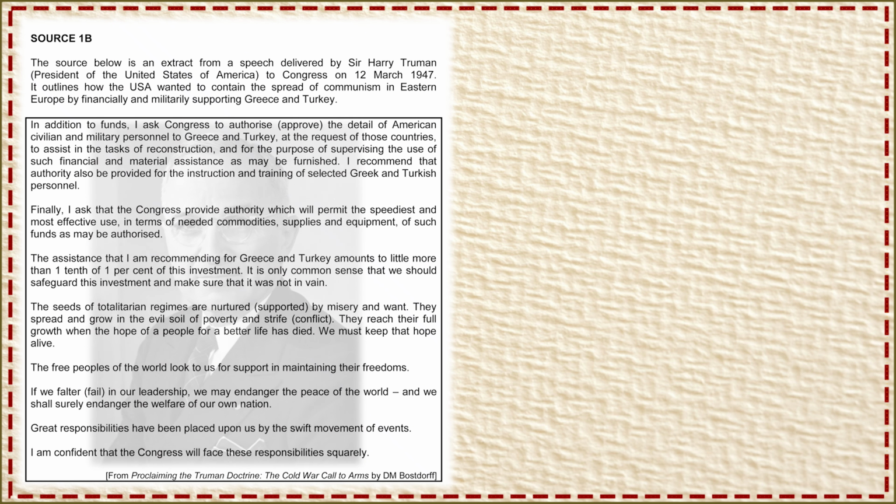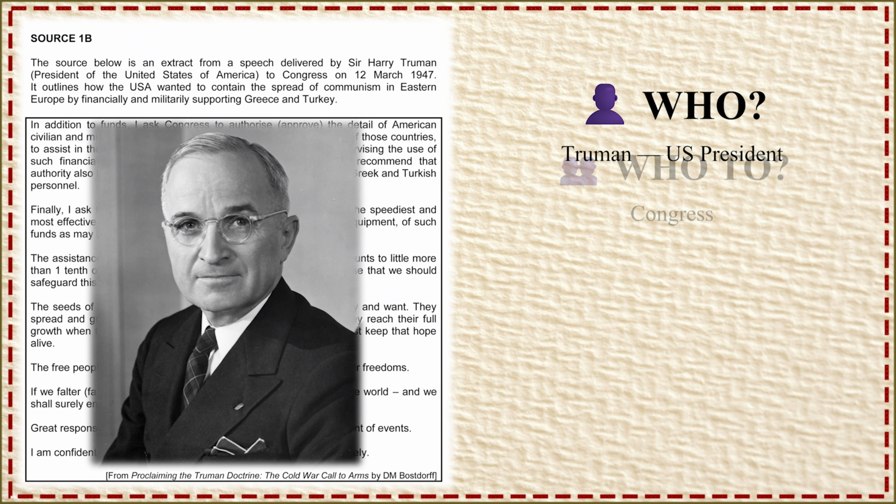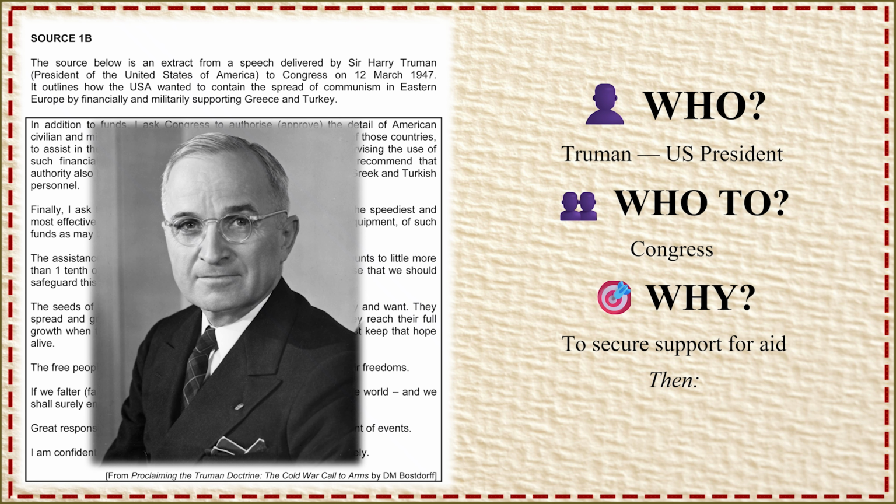Truman is the sitting US president, speaking directly to Congress, asking them to approve funding and military personnel. He needs Congress on his side, so the emotional and moralistic language about hope and the free peoples of the world isn't neutral description. It paints Soviet Russia as an imminent threat. It's persuasion aimed at getting a specific outcome, that is, the approval of the aid package.